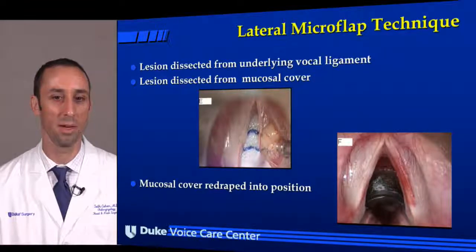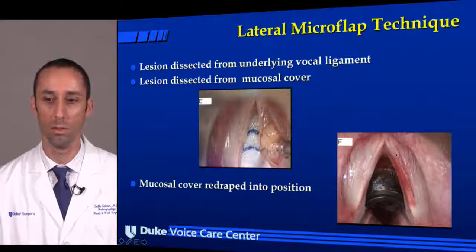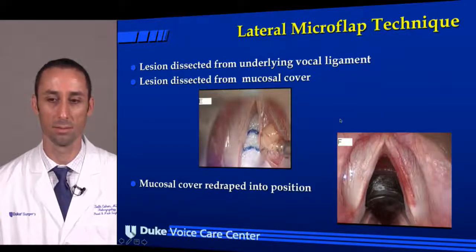But we want to separate this cyst from our inferiorly based flap, which is tented right here, and separate that from the vocal ligament, which is at the base over here laterally. Once that cyst is then free, we can redrape this inferiorly based flap. You can see the incision that we made right here. We have a much preserved edge of the vocal fold compared to what we started with.